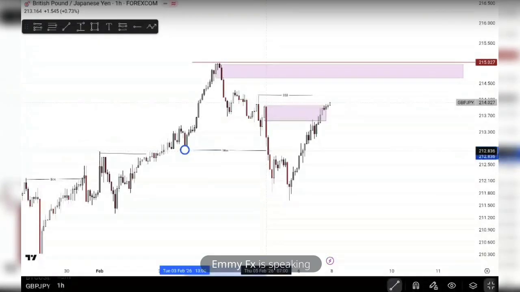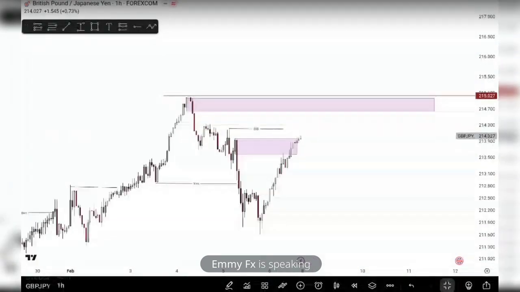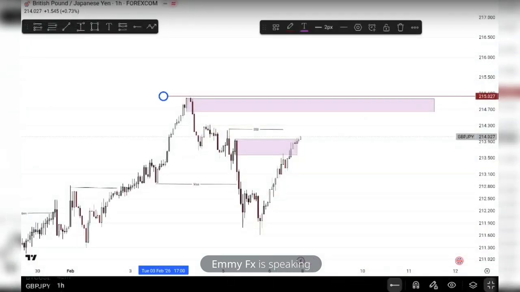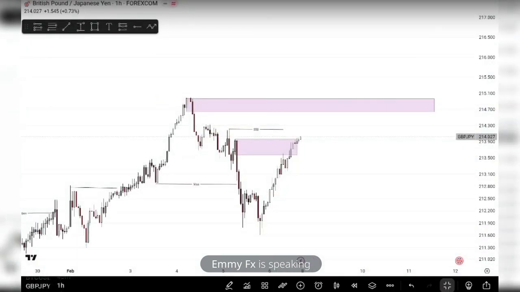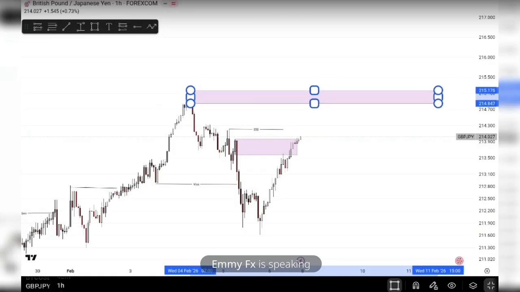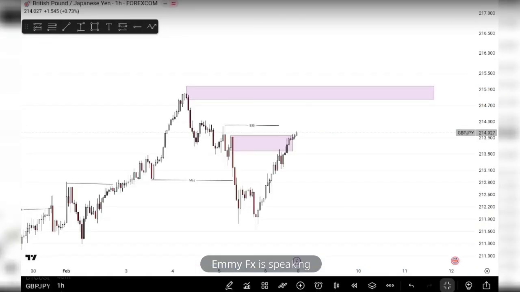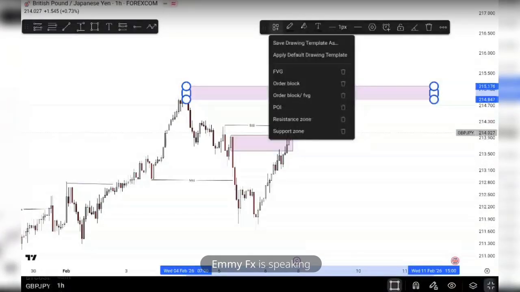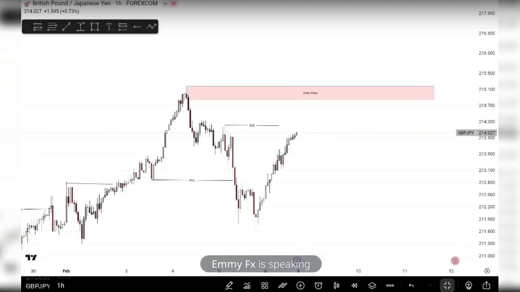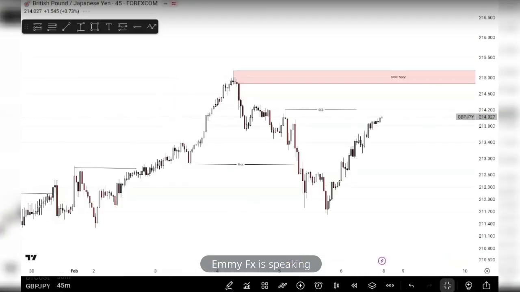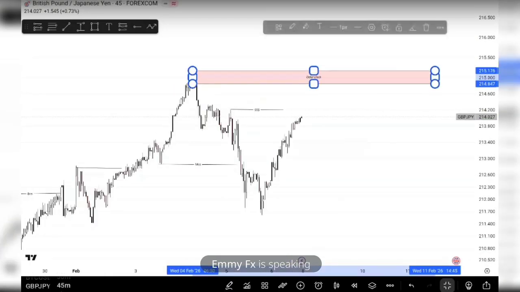So we have this MSS here. I'd love to refine the order block which is here. So I'm going to refine this order block at this spot. This is an order block. I'm going to take this out. Now I want us to move to the 45-minute time frame. I'm also going to refine that order block to this zone.